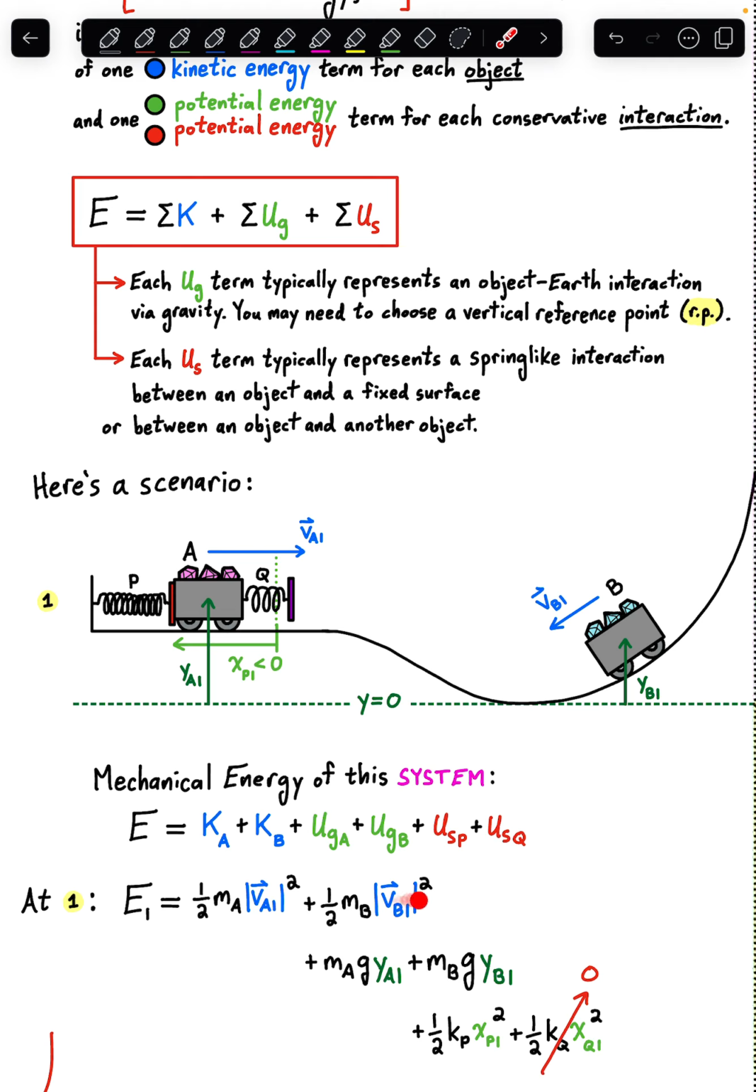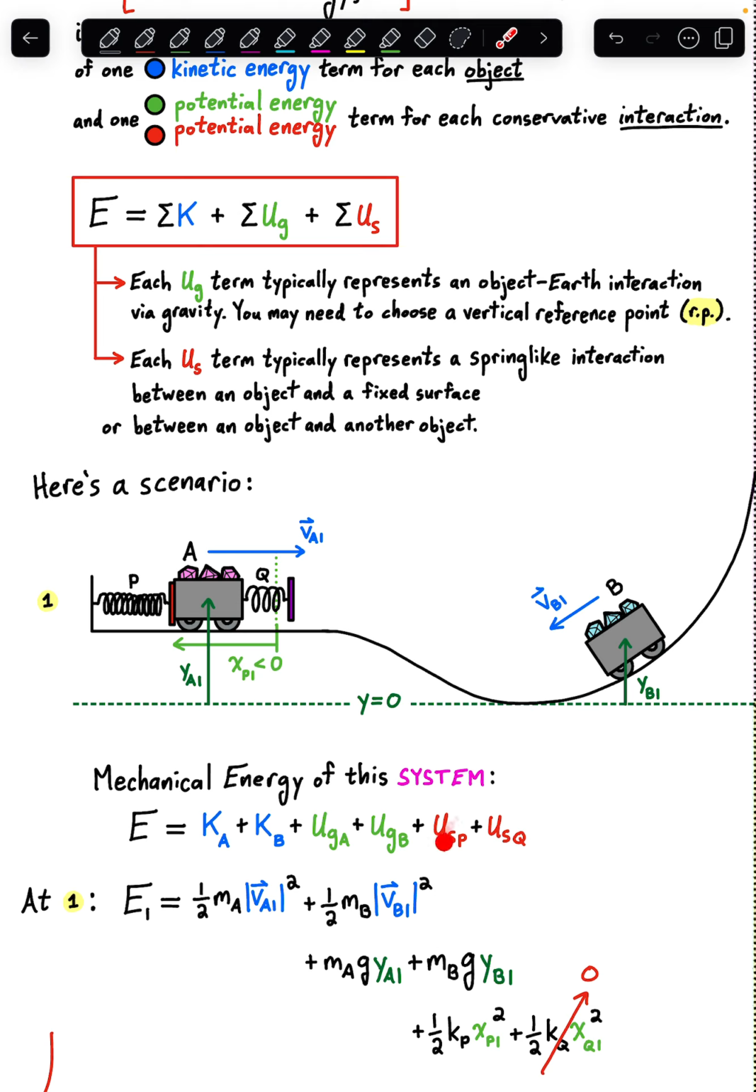So all 4 of those terms are non-zero because we have a speed, so we have non-zero kinetic energy, and our objects are located above the reference point. So they have some height above the reference point, so they also have non-zero UG.